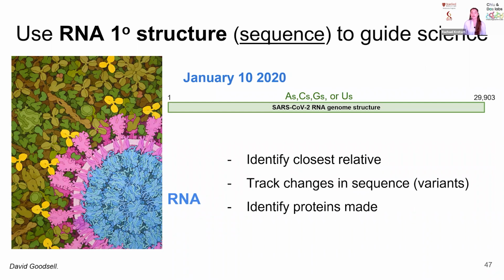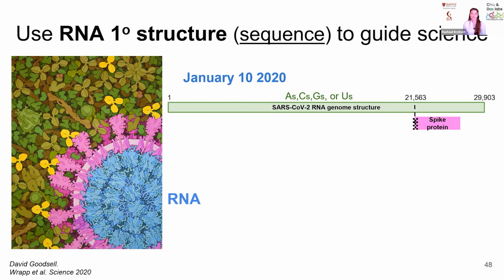And what's of interest today is we can actually identify what proteins are being made, because we know through translation, there's a direct mapping from the RNA sequence to the protein sequence. And that was an interest for the spike protein. So for the spike protein, the ribosome will bind here in the RNA sequence, and it will translate this part of the RNA to make the spike protein. Here's the spike protein over there.